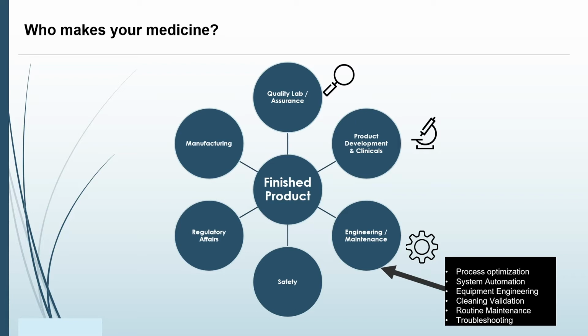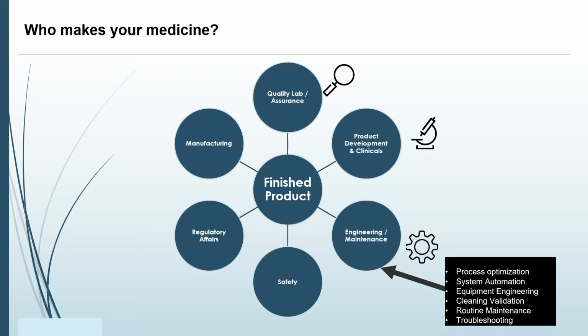There are many types of engineers that fall into the engineering category. Process engineers develop and optimize manufacturing processes. Equipment engineers maintain equipment and validate new equipment. Electrical engineers automate systems and equipment to ensure safety, reliability, and quality. Cleaning validation engineers ensure methods and protocols are in place to keep the manufacturing equipment clean and prevent cross-contamination.